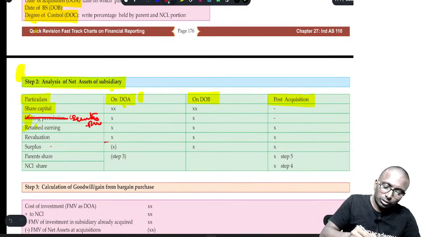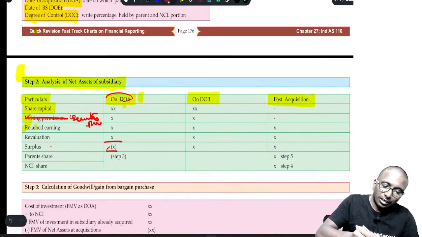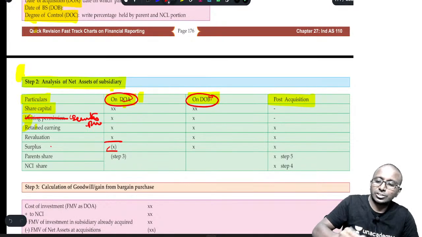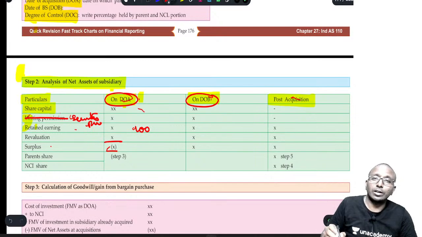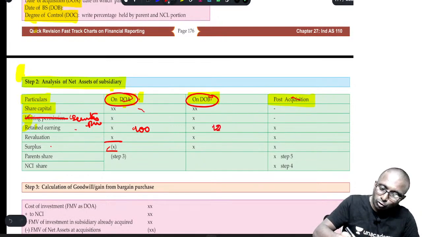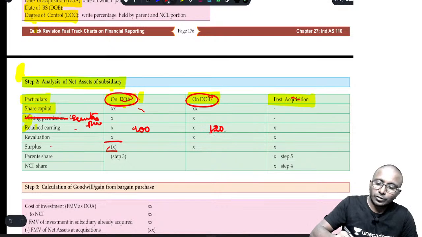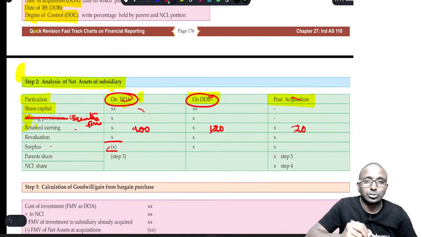So this is the total. We will take it, right? So on the date of acquisition, on the date of balance sheet. Suppose, for example, retained earnings is equal to 100 rupees on the date of acquisition. But today it is equal to 120 rupees. It became 120. Okay, fine. So if it becomes 120, that means 20 is earned after acquisition.